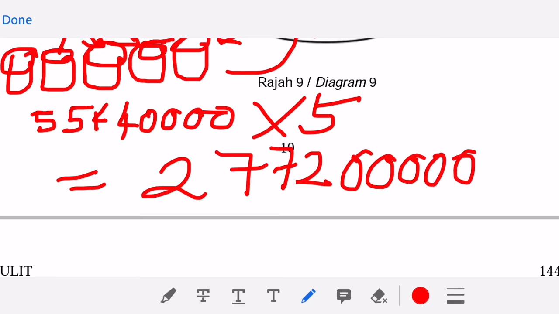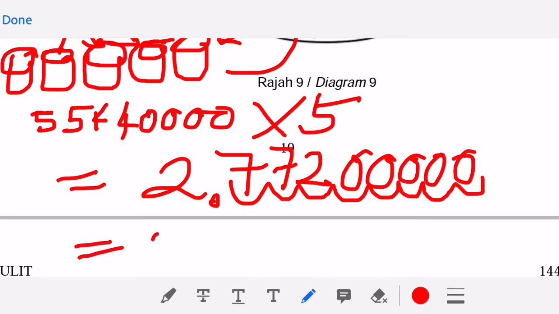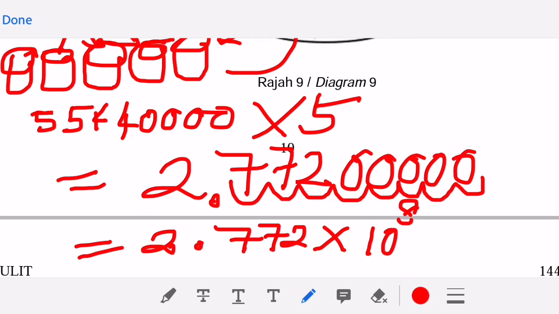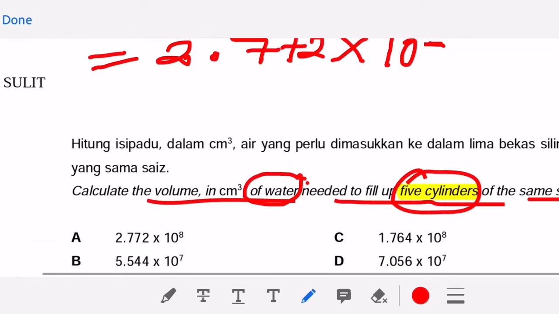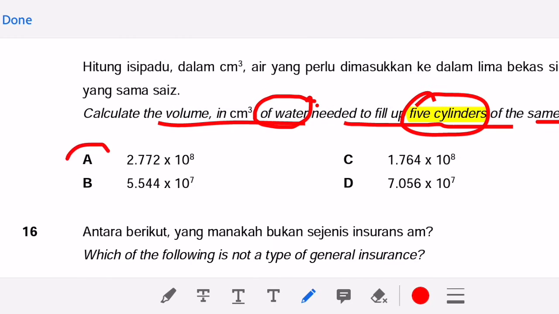2772123450. So if we are going to write in standard form, we shift 5 places, 6, 7, 8. So it's 2.772 times 10 to the power of 8, positive, because the decimal is here. It will shift to the left and it is a very big number, so the power here should be positive. So the answer should be A for number 15.